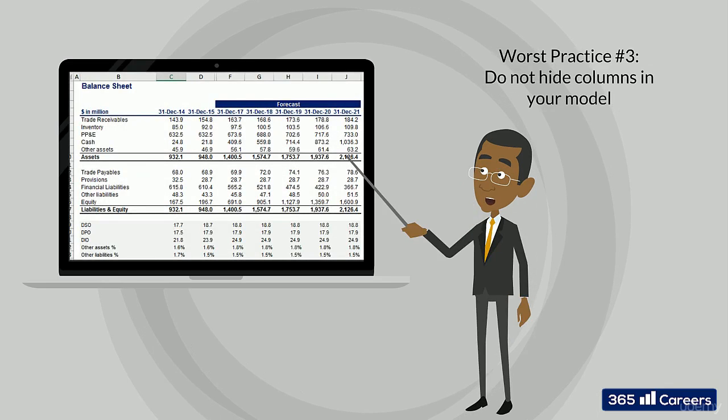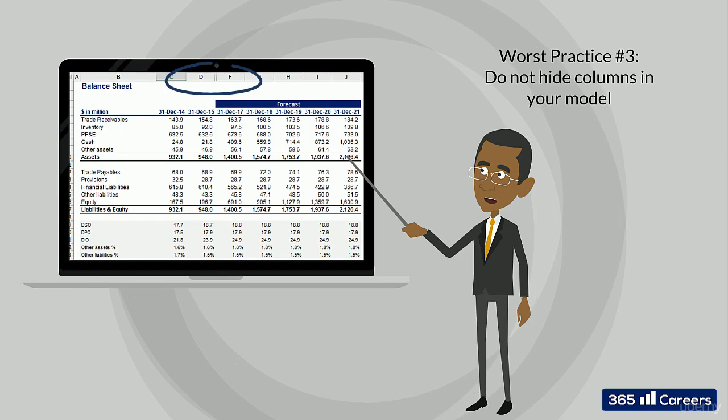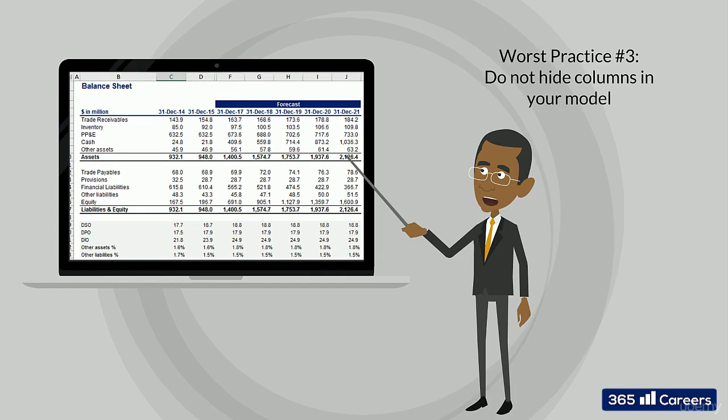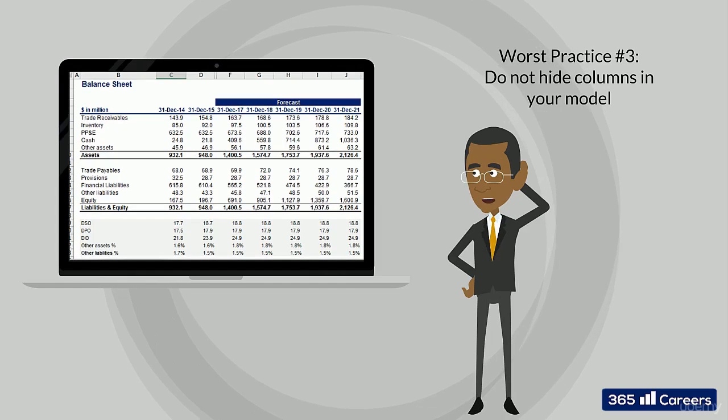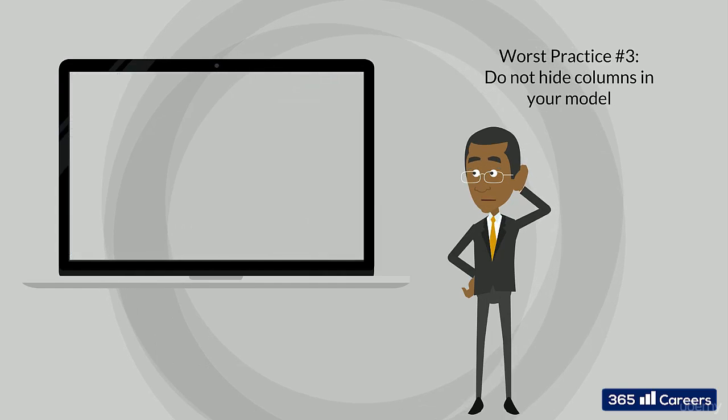Worst practice number 3. Things we should avoid when building a financial model. Do not hide columns in your model, and I mean hide. This can be confusing because a person must be super careful and notice that a column has been hidden here, right? If you don't look specifically for column E, you wouldn't notice it's been hidden. And models should be user-friendly. Everything should be crystal clear and super easy to understand.